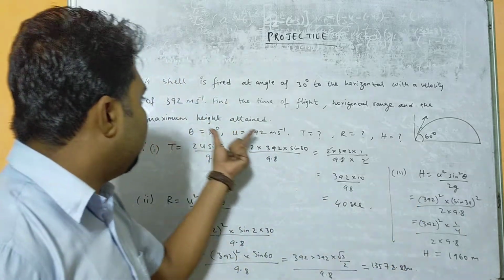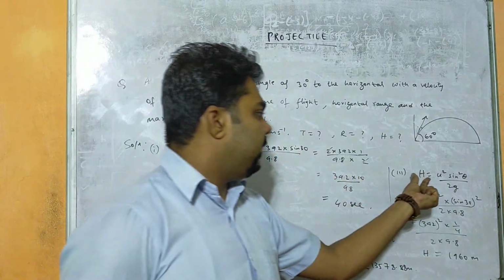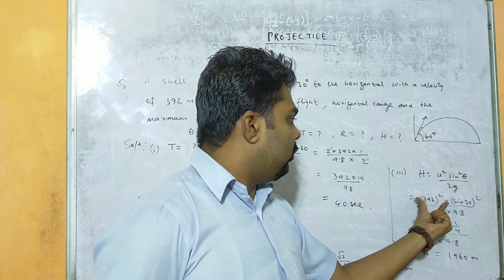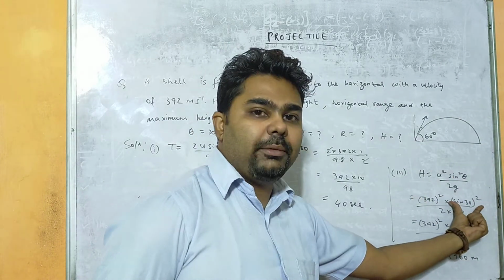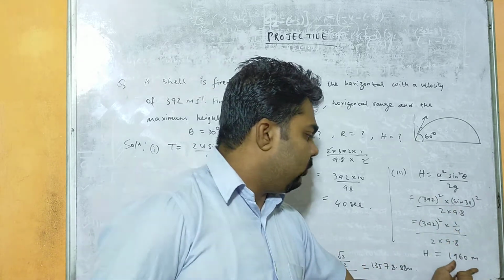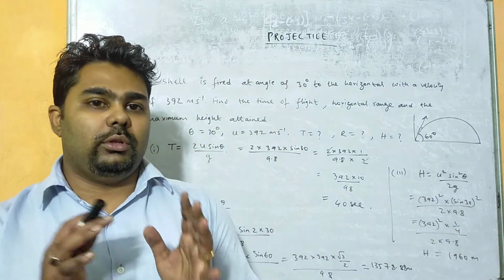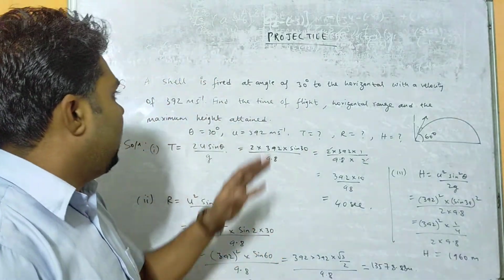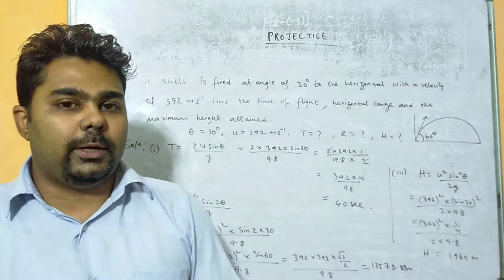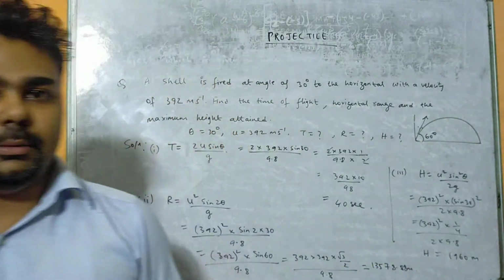Now third, we have to find the maximum height attained. Maximum height attained is given by u square sin square theta by 2g. So u square is also given, sin theta, that means sin 30 whole square, and 2 into g. So after calculation we are getting 1960 meter. Okay, so this is how we have to solve for the horizontal projection, and that question which we had solved previously was the vertical projection.